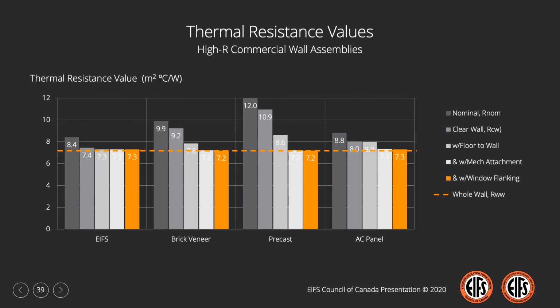Our high R wall, as we saw in the residential, has less impact from each element, so moving from the nominal to the whole wall doesn't represent the same percentage drop in this example as we see in the other examples. Some pronounced dropping from nominal to the whole wall in the precast, but much different than how the same wall assembly looked in the code required, or the code wall, for precast in Calgary.